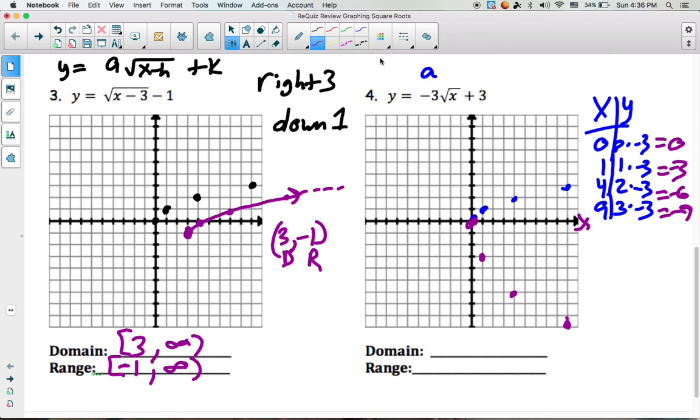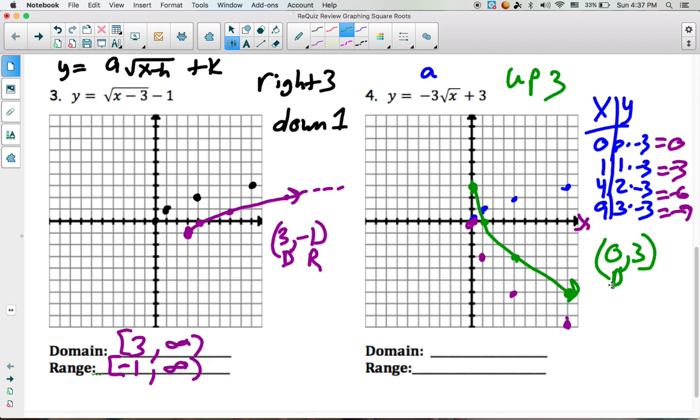Now, the plus 3 on the end is a k value. And k always moves it up or down. Because it's plus, it's going to go up 3. So take each of the purple points and move them up 3. And then connect your dots. And there's your graph. Now, the vertex is the point (0, 3).